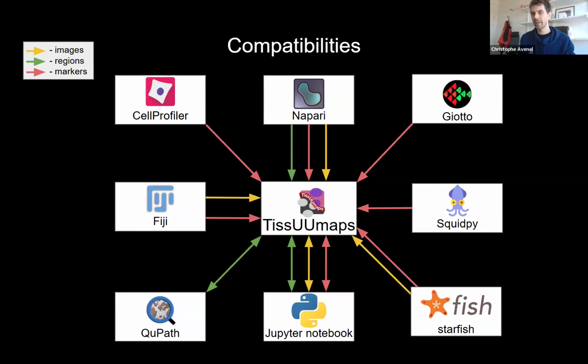We are compatible with many tools that exist. I mentioned AnnData, but we can also exchange data with many tools around. If you have regions, images, or markers, you can load them, export them. We are also planning on having SpatialData, which is kind of the new way of dealing with AnnData objects, in the future, and we are developing that right now. So that should be available in the coming month minimum.